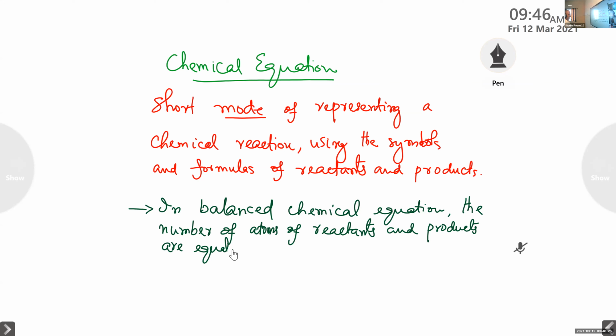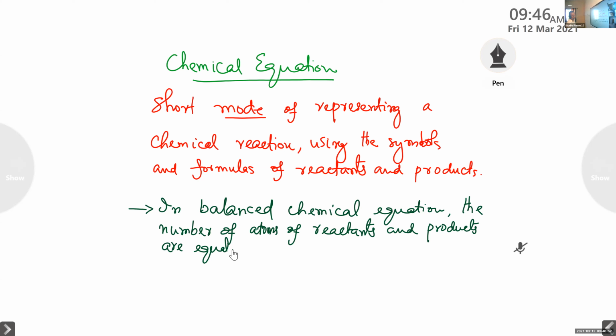Learn the spelling, okay? Reactants, and products. The number of atoms of reactants and products are equal. We represent the reaction using an arrow, so the number of atoms on both sides of the arrow should be equal. And that is a balanced equation.